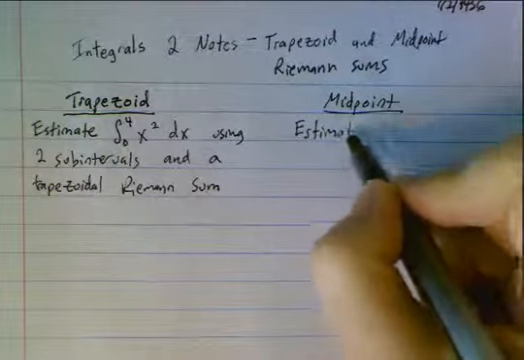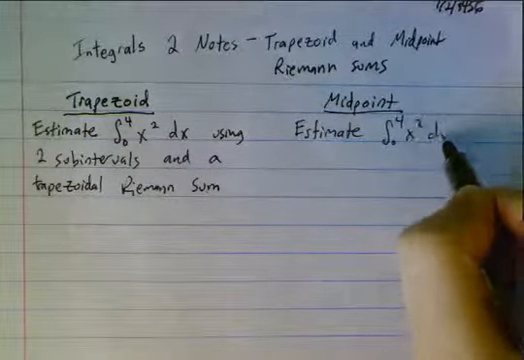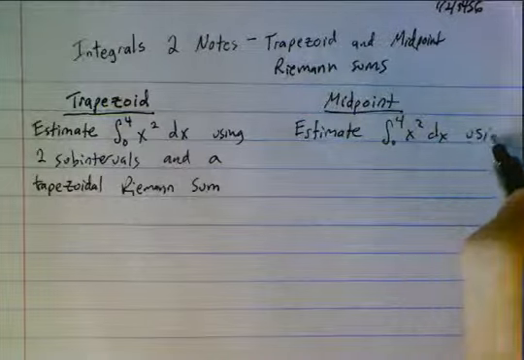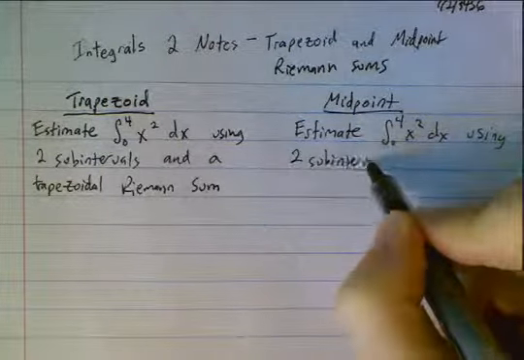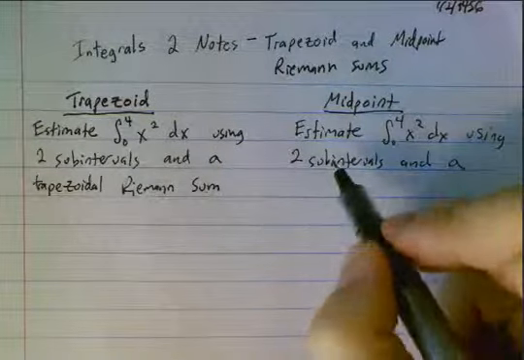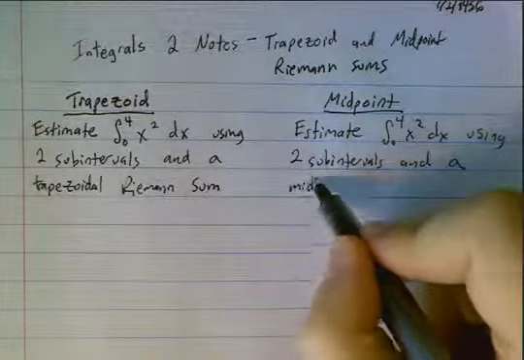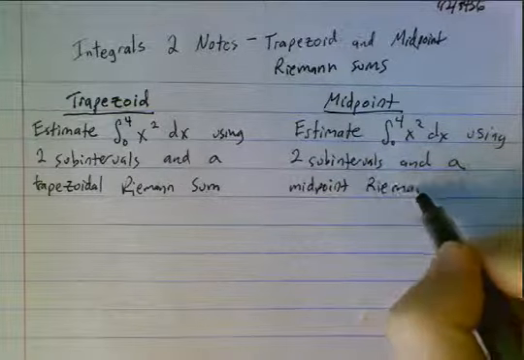Estimate the integral from 0 to 4 of x squared dx using two subintervals and a midpoint Riemann sum.